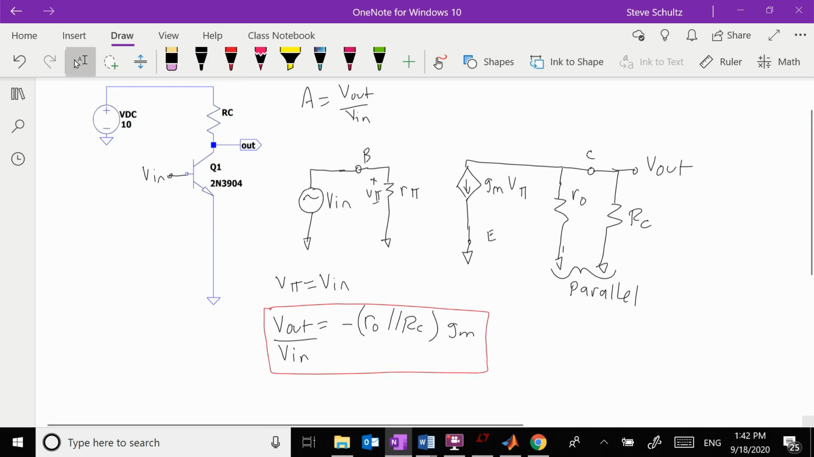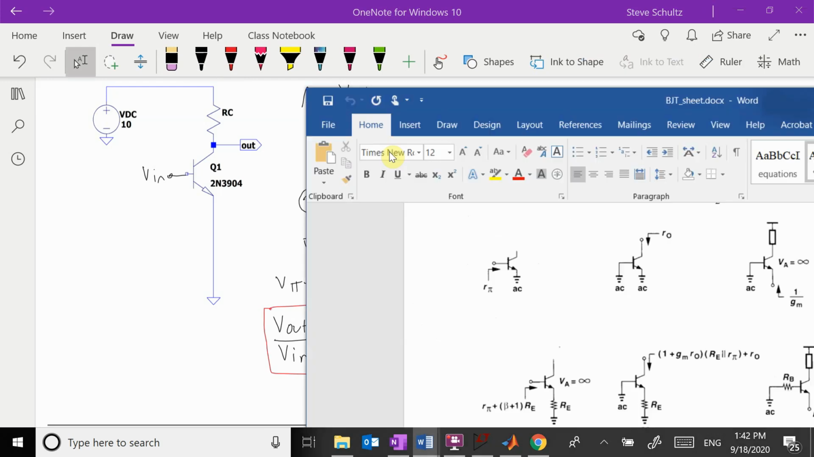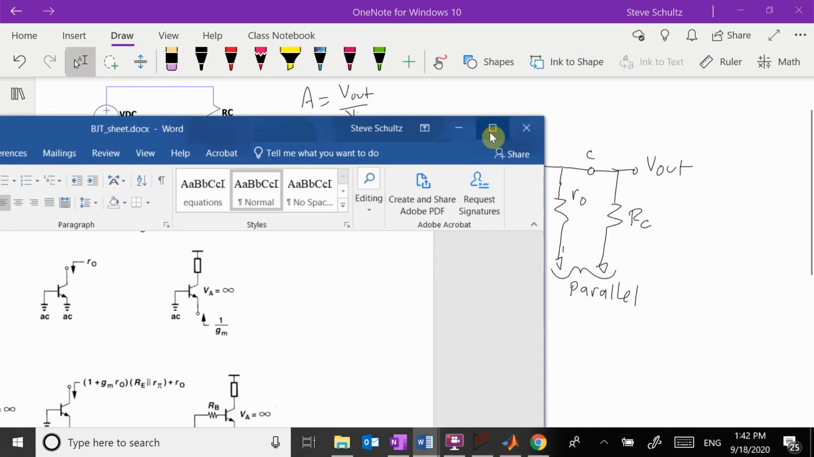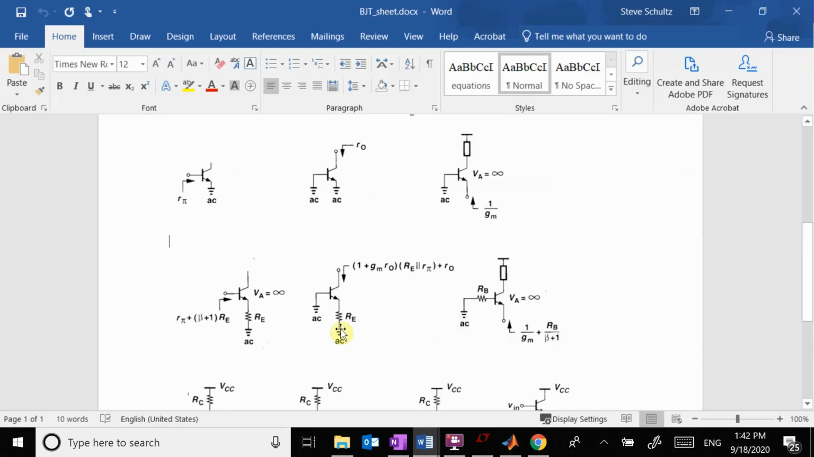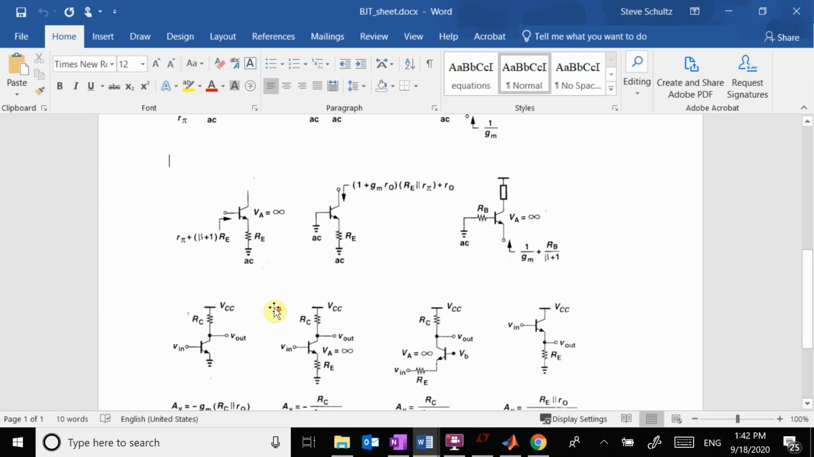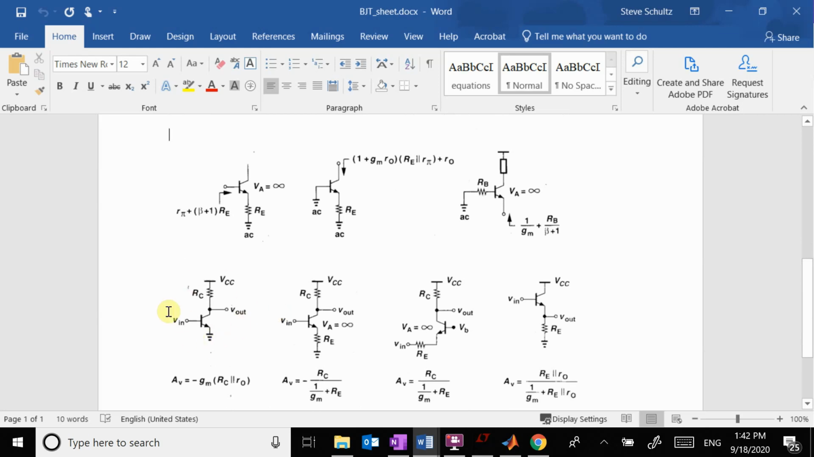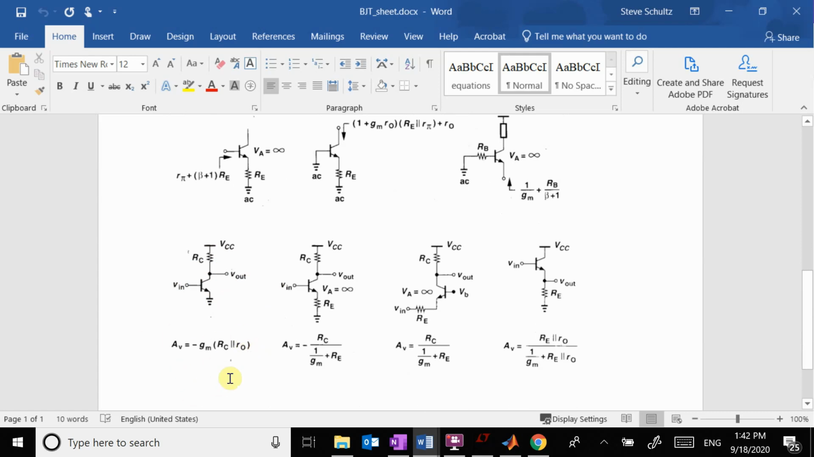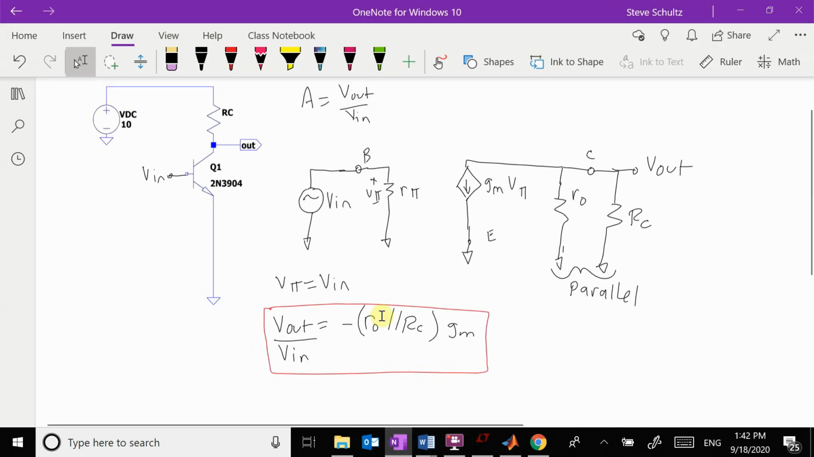Okay, so we have a cheat sheet, which is over there, for my different configurations. Here is the configuration that I did right now. Here's my RC, VCC, V out. So this is my common emitter, and you see this is my equation right here, and this equation right here is the same as that equation right there.